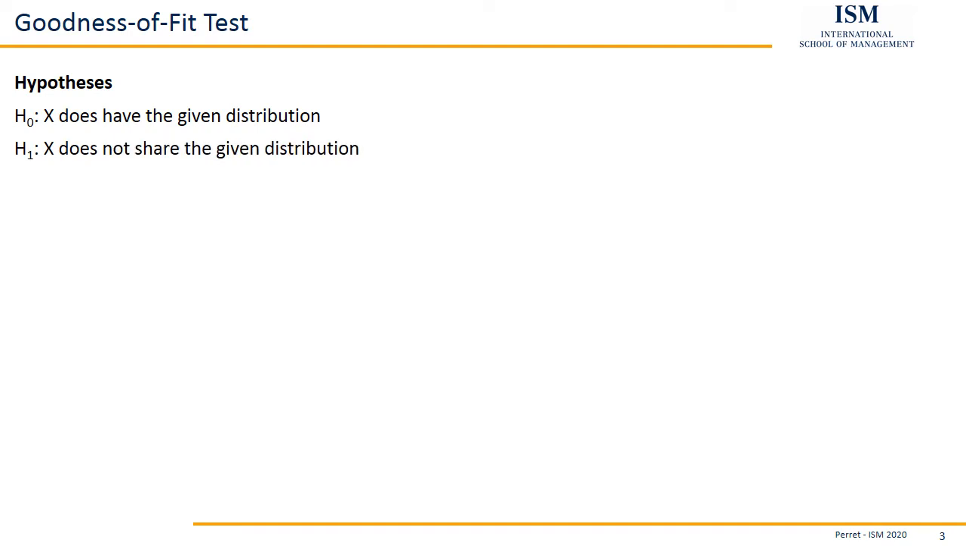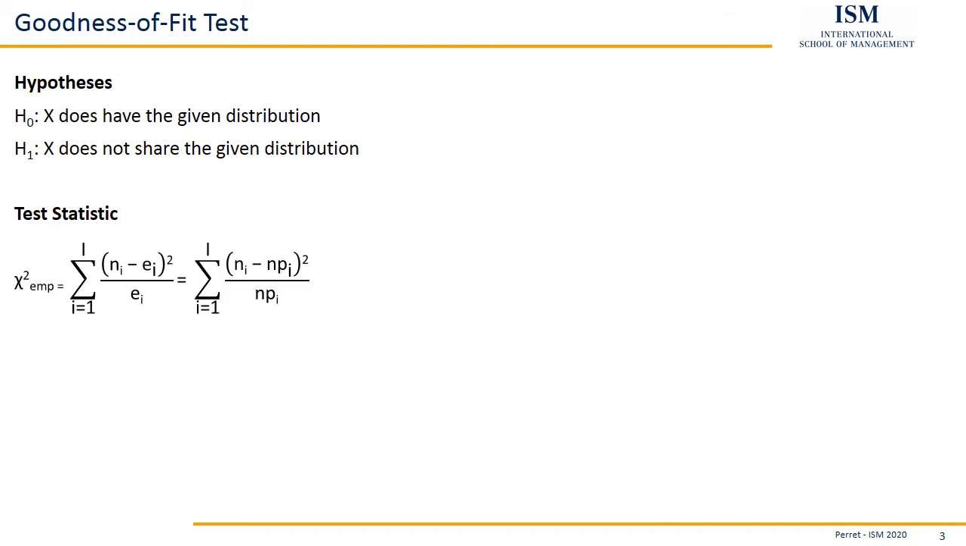If I have this, then I can start with my hypothesis, which just says H0, X does have the given distribution, does share this given distribution, and H1, the alternative, X does not share the given distribution. Okay, and how do I test this? Well, first by getting this test statistic. This again looks relatively complicated, but it isn't.